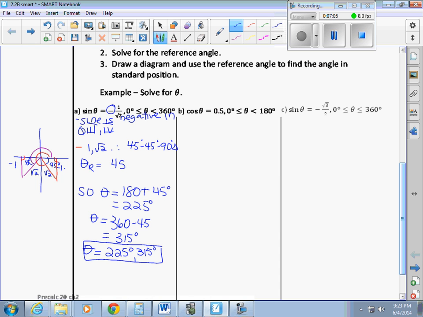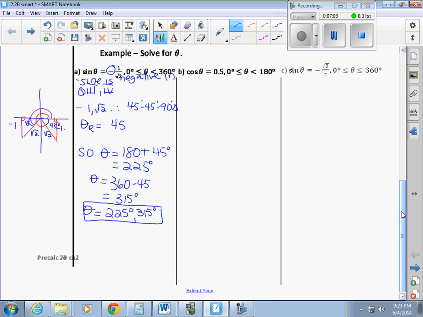You can check by putting this into your calculator. So if you check it on a calculator, sine of 225 degrees, if you round to 4 decimal places, will be negative 0.7071. And if you try sine of 315 degrees, it equals negative 0.7071.